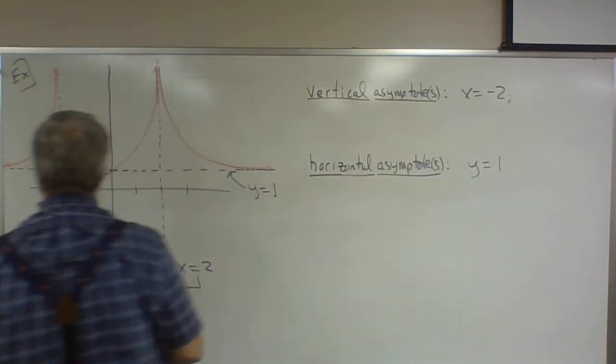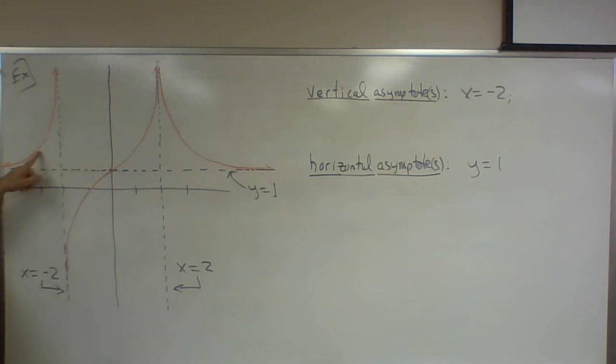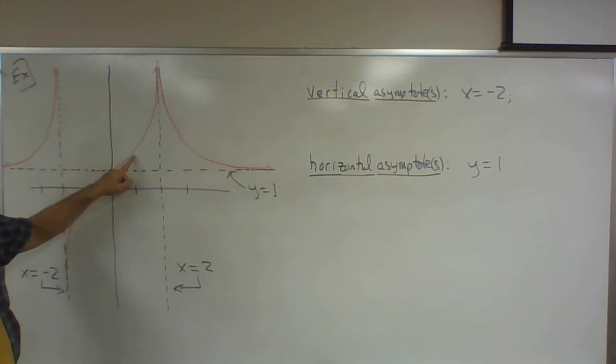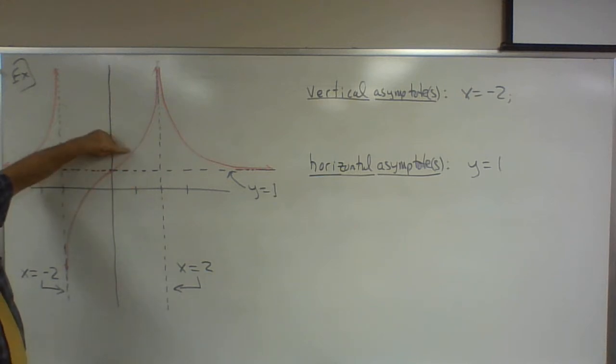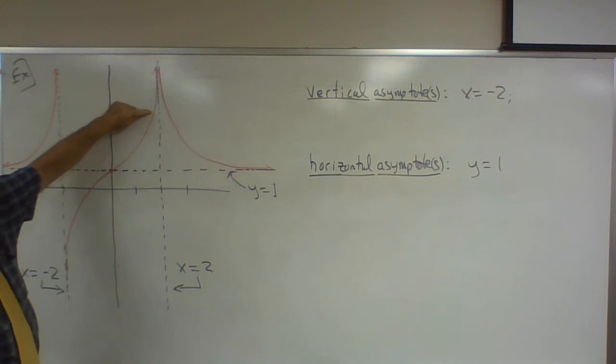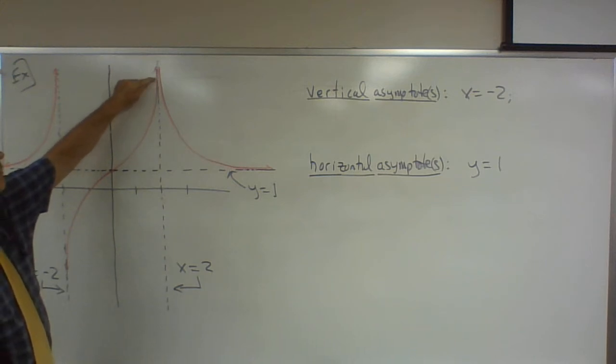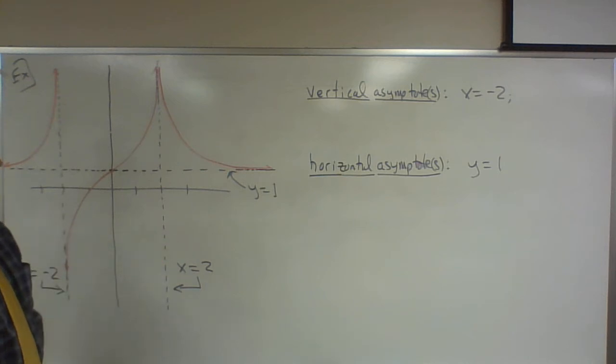And it's also true that if I were to start at a point on this part of the graph and move along the graph in this direction, again, the graph would get closer and closer and closer to the line x equal negative 2. So x equal negative 2 is a vertical asymptote. And the same thing happens with x equal positive 2. If I start at a point on the graph right around here and move along the graph in this direction, the graph gets closer and closer and closer to the line x equal 2.